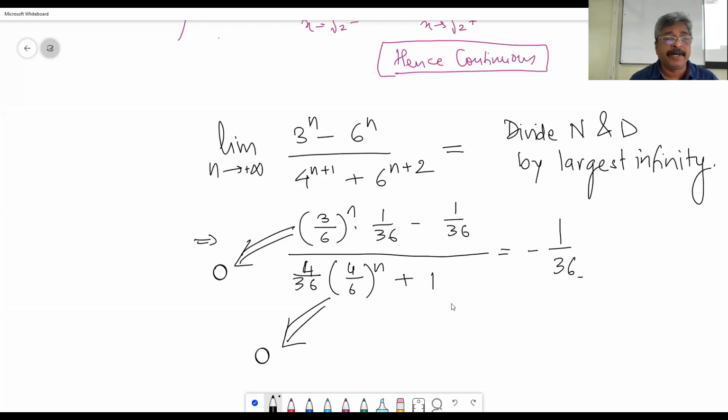Divide numerator and denominator by the largest infinity. The largest infinity term in the given 4 terms is 6 raised to n plus 2. So divide everything by 6 raised to n plus 2. And you will realize that these brackets are less than 1. Therefore, they will tend to 0. And hence the limit will be minus 1 by 36.